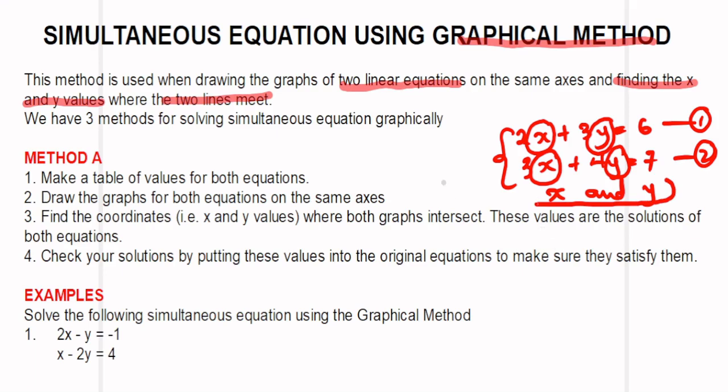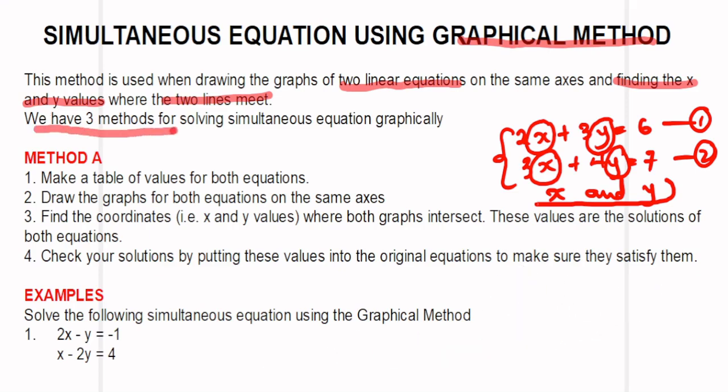Let's say we have a simultaneous equation like this. Let's say this is the line for the first equation, and this is the line for the second equation. The point where they meet, which is also known as the intersection for x and y, is going to give us the solution for the simultaneous equations on the graph.